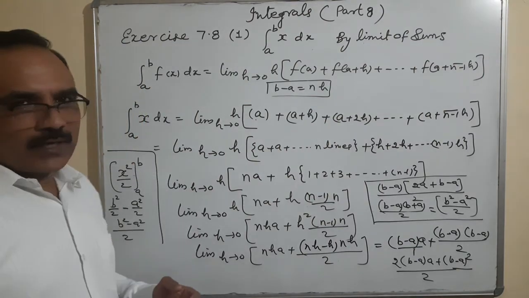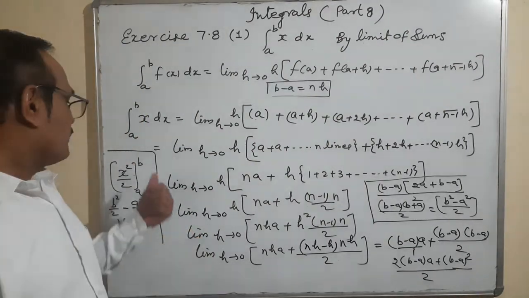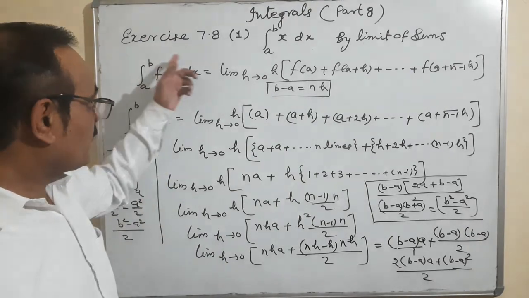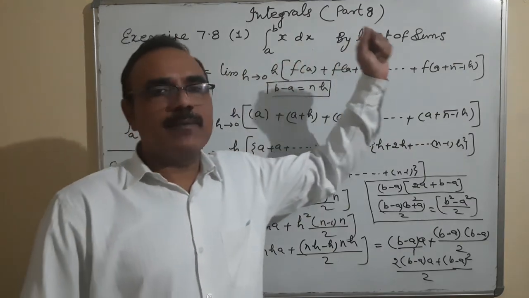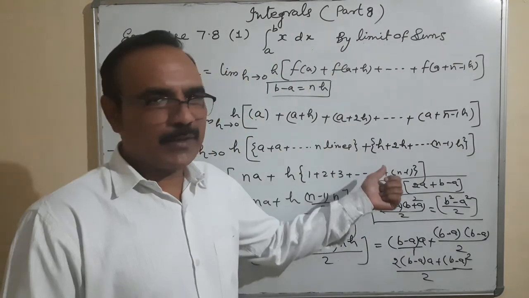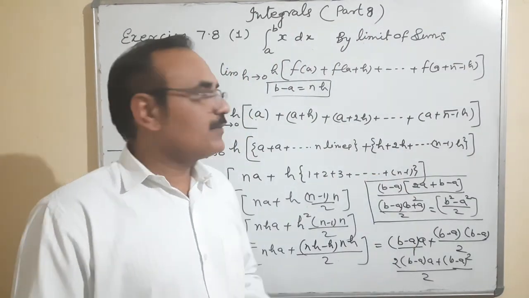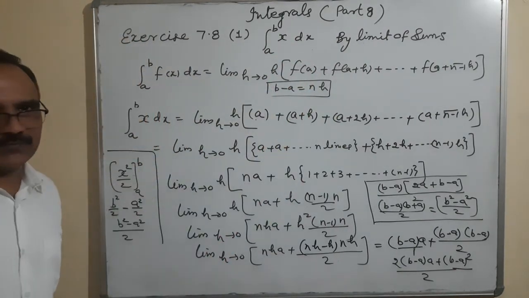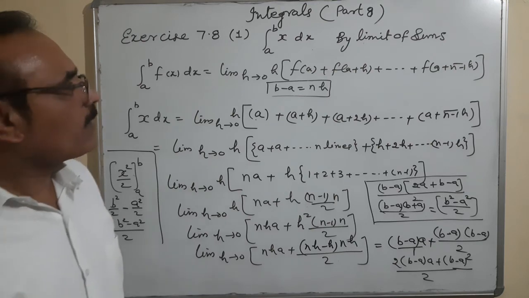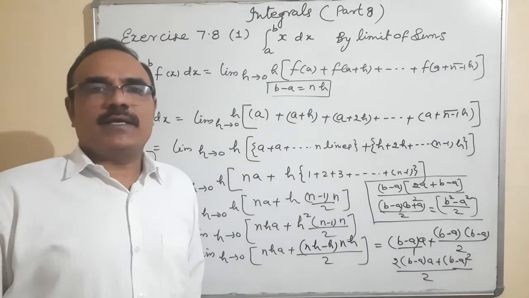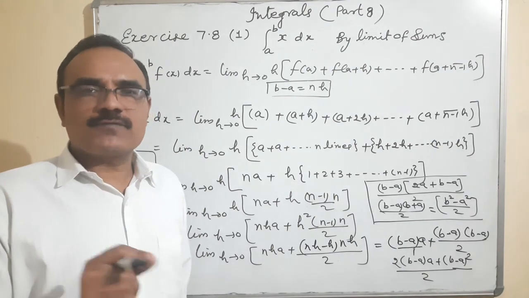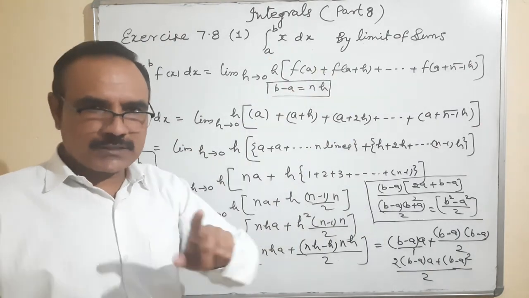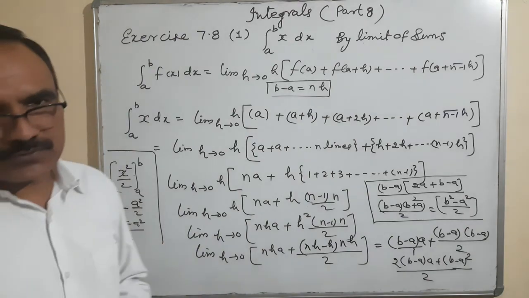Now you can ask me one question, sir, why can't we solve the question by this method? But clearly it is mentioned to solve the question by limit of sums. Then we have to use this method. Otherwise, if you are going to find the integral or find the value, you can use this fundamental formula and find the values. So this exercise is purely based on limit of sums. Therefore, we will use this formula only, and use the other for checking purposes.